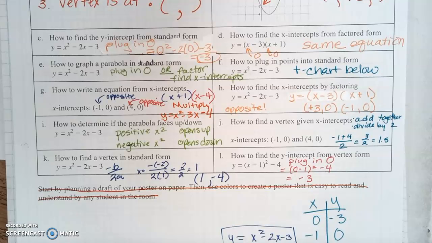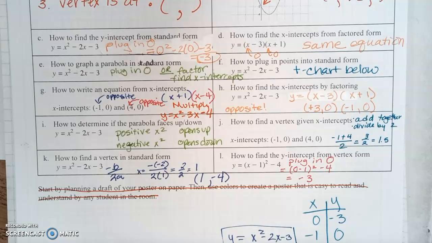There's no other thing that determines it. Sometimes you have a coefficient out front. It's either a whole number or a fraction. That's going to make it skinnier or wider. It's going to make it stretch or compress. But it's only the positive or the negative that determines if it opens up or down.